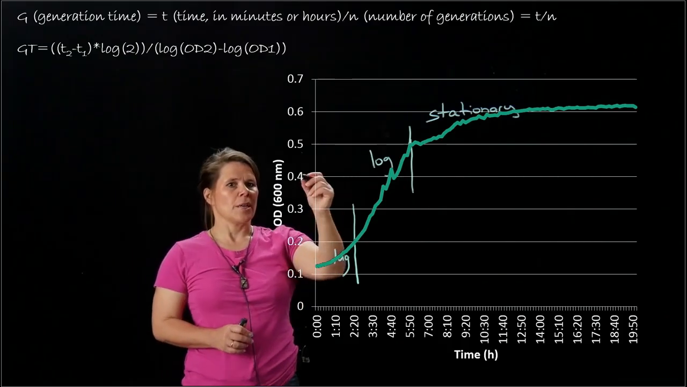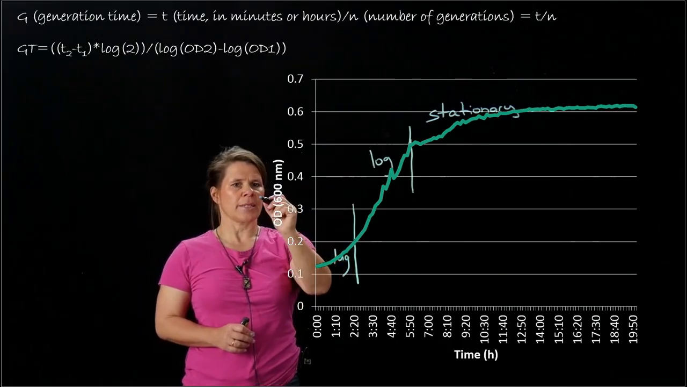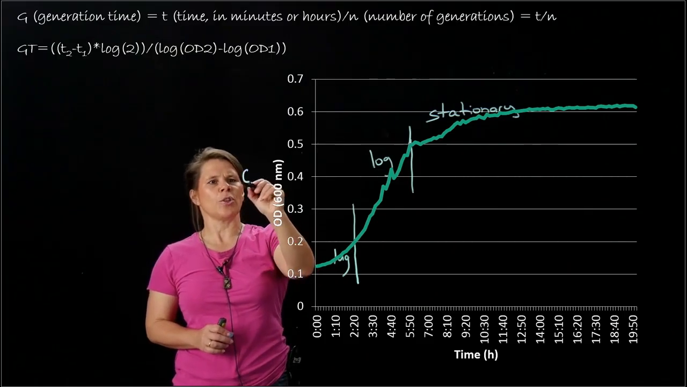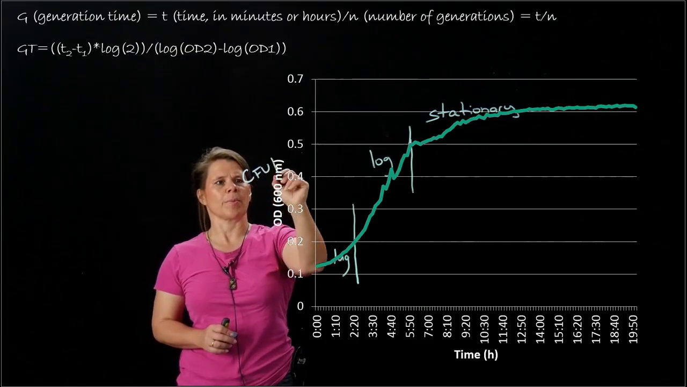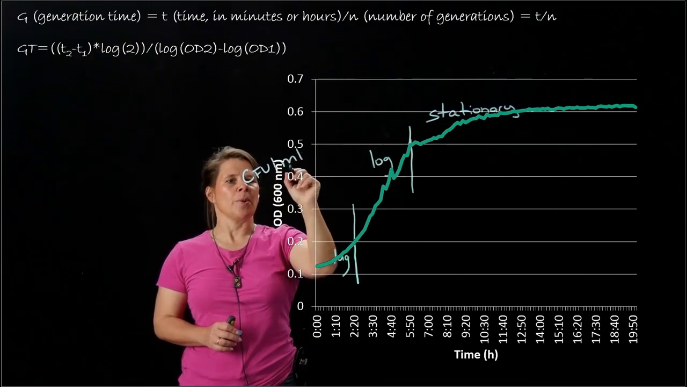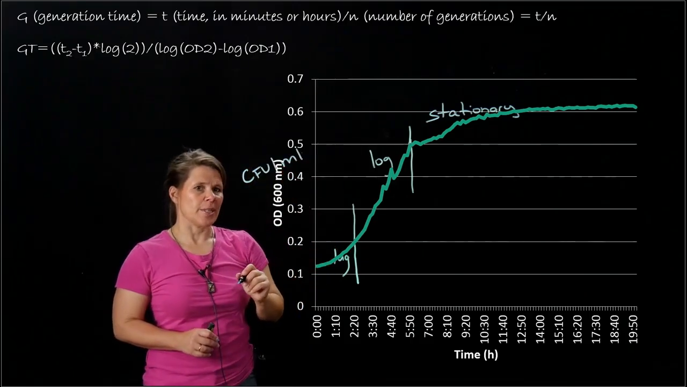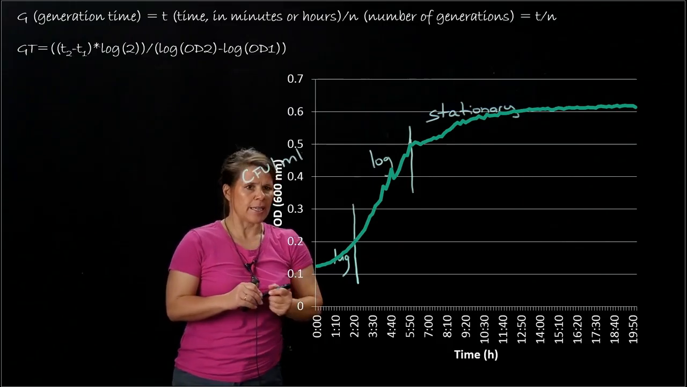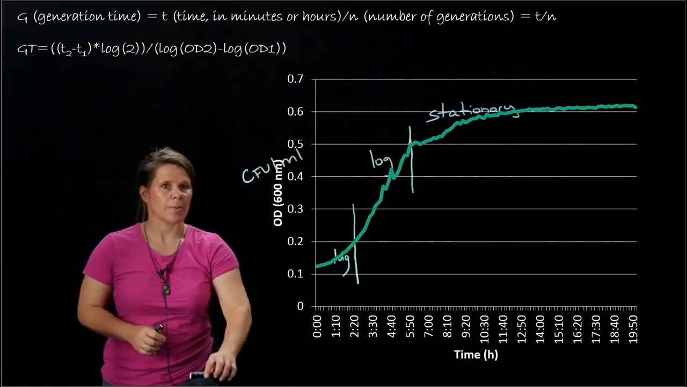You can see that your y-axis is in optical density, but it could also be in CFUs per mL. That would be if you plate out different samples and dilute them at different times of your experiment. And then you have your x-axis in time in hours.